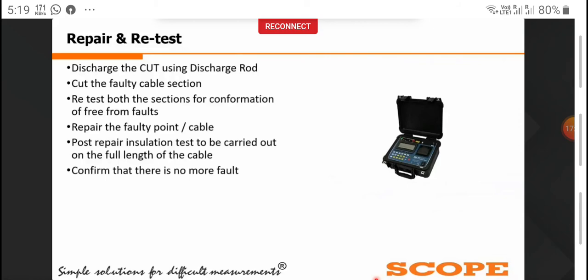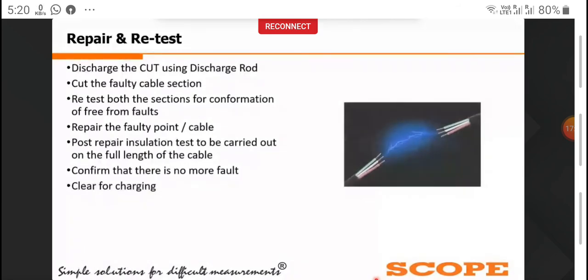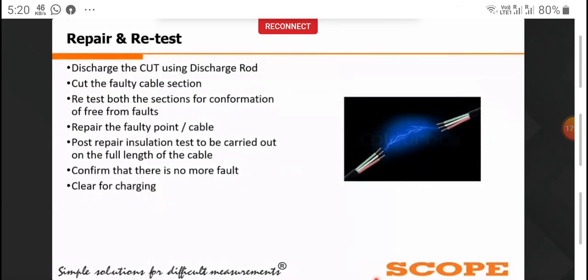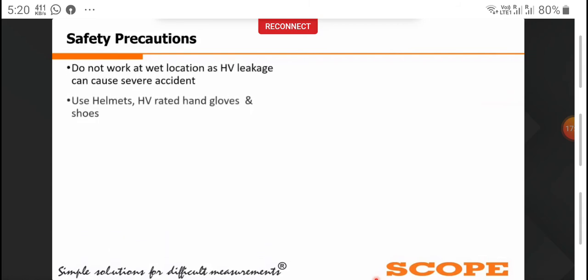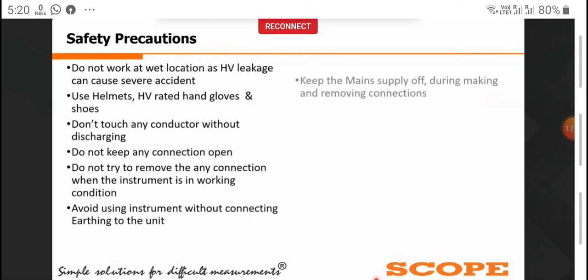After the repairing of the cable, we will test the cable, which means a post-repair insulation test is carried out to ensure that there are no faults in the cable after the repair or after making the joints. Once it is confirmed that there are no further faults, the cable is clear for charging. Okay, so after successful repairing, we will see what safety precautions we have to take care of in the cable fault location process.